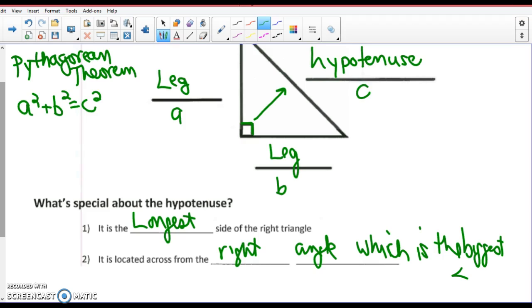It's not in your notes. I know. That's why I gave that piece of paper. It is located across from the right angle, which is the biggest angle. So think about it. If I've got the biggest angle, isn't that going to spread that side out to be the longest?